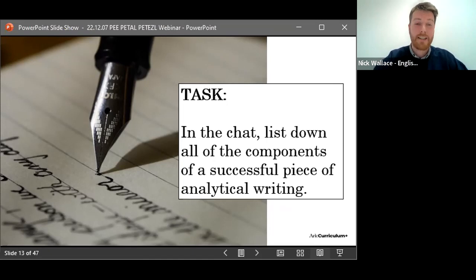I'll give you 60 seconds. Don't worry, I've got a fail safe in case some of you have got frostbite because it's so cold where you are.